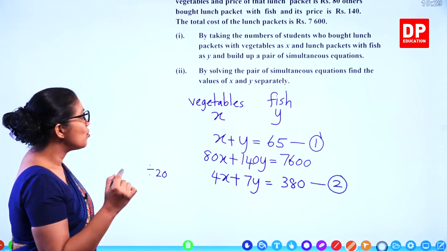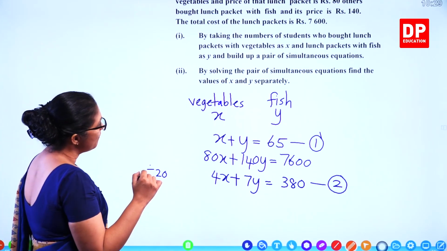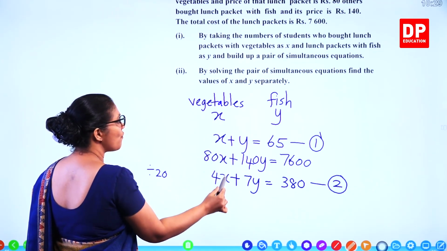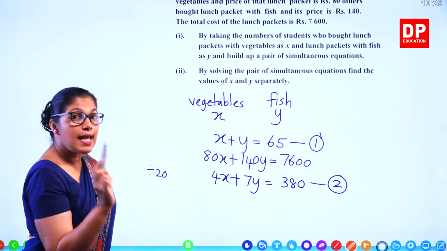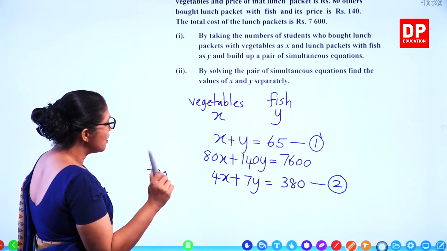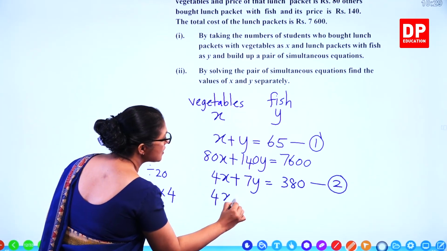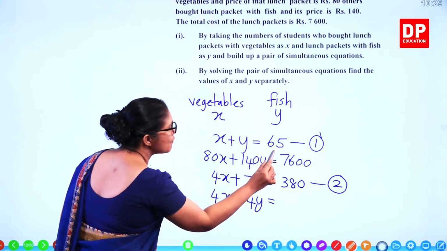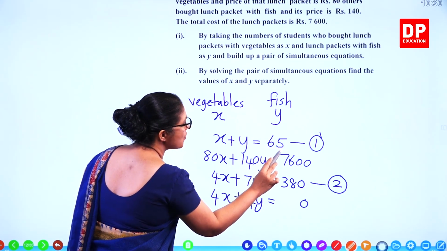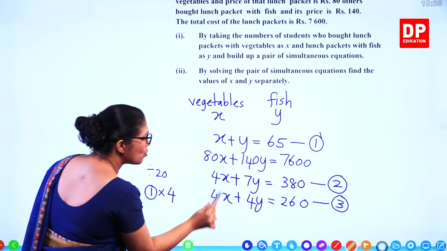Now how do you solve the two equations? You have to make the coefficients equal. So what is the easiest way? We can multiply the first equation by 4. So therefore you get the coefficient of x, both are equal, same sign. What you have to do is subtract the two equations. So first we'll multiply the first one by 4. 4x plus 4y equals 65 times 4. 4 times 6, 24 plus 2, 260. Now we can subtract the two equations.